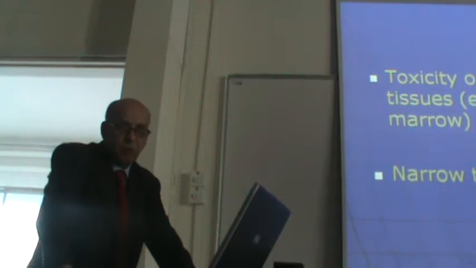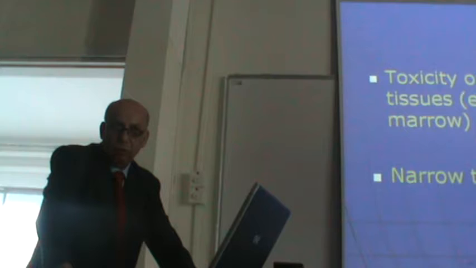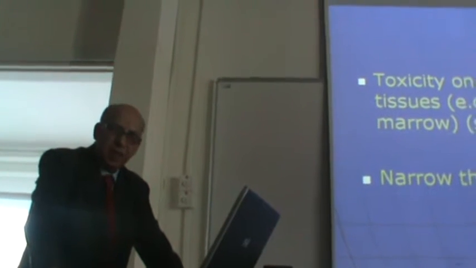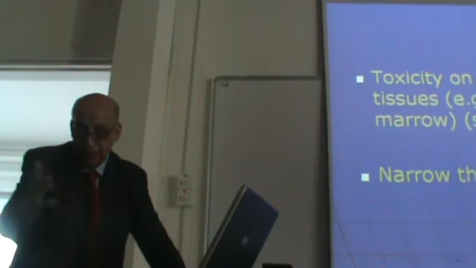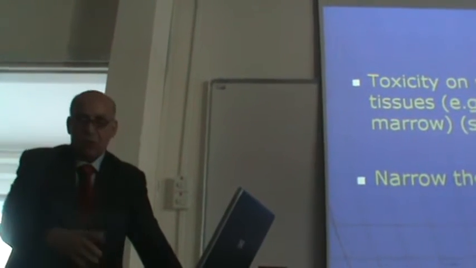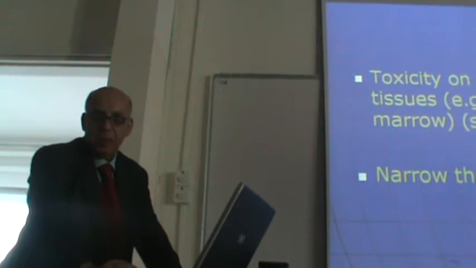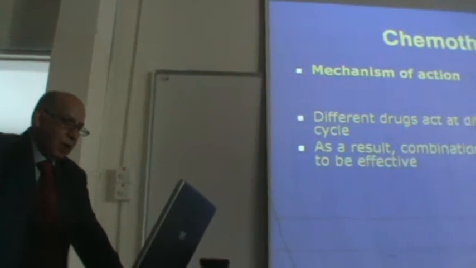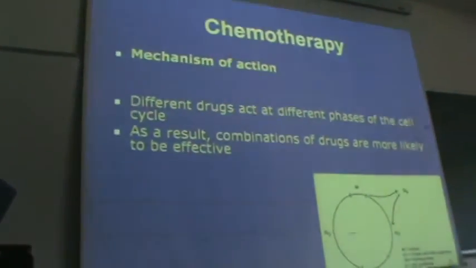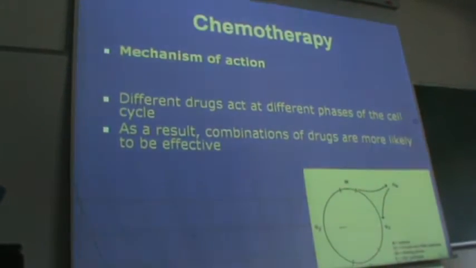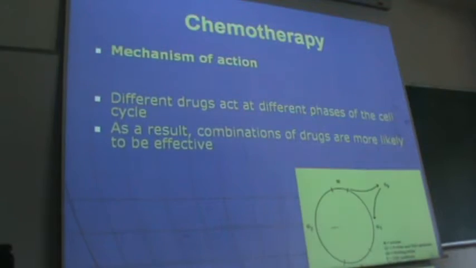For this reason, we talk about a narrow therapeutic index, where the toxic dose to the normal tissue is very near or similar to the toxic dose to the tumor, which is the therapeutic dose. This is one of the major problems of chemotherapy, that it has a narrow therapeutic index. The mechanism of action is quite complicated, but we will talk briefly about some facts regarding the mechanism of action of chemotherapy.